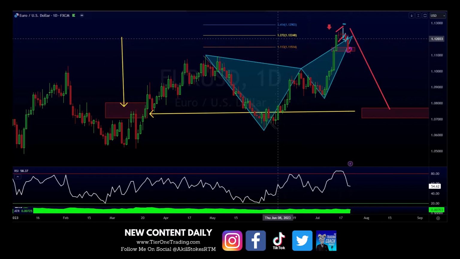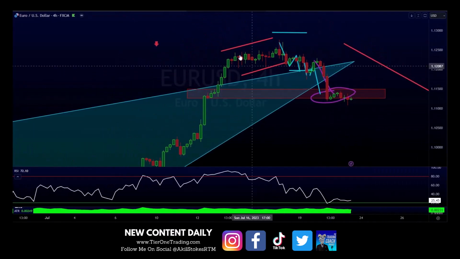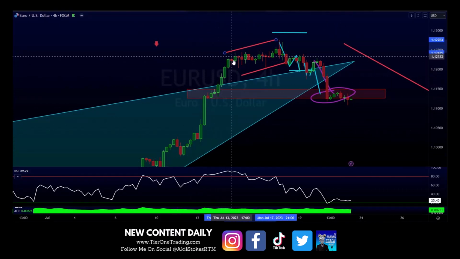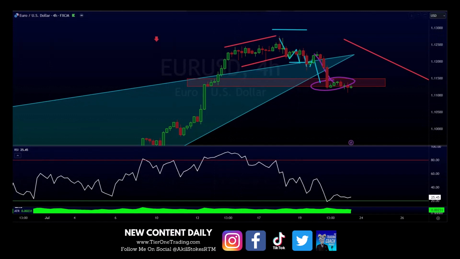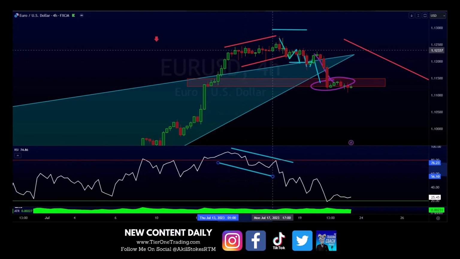Not only do we have a butterfly that completed up at our 127 inversion right here, but on the lower time frames, we also had a rising channel. This is this section right here where price action came off a very steep slope and then still continued to push up, but more gradually. And then we had some good presence of divergence here on the RSI. Divergence is where the price chart is showing you one thing and your indicator or oscillator is showing you another thing. Having those two things combined made for a pretty decent trading opportunity.